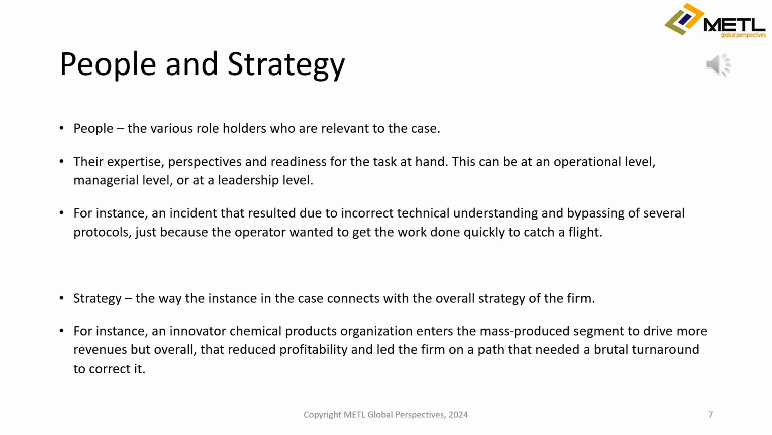People and strategy. People, the various role holders who are relevant to the case, their expertise, perspectives, and readiness for the task at hand. This can be at an operational level, managerial level, or at a leadership level. Why are these people at that particular place and position? And that actually is a significant part of the case. Maybe why the situation happened, or maybe how the situation got resolved, both of them. For instance, an incident that resulted from incorrect technical understanding and bypassing of several protocols just because the operator wanted to get work done quickly to catch a flight.